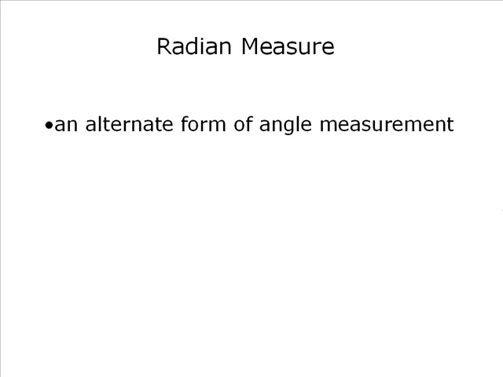But that's what it is. Radian measure is an alternate form of angle measurement. So instead of measuring an angle in degrees, you now measure it in rads.